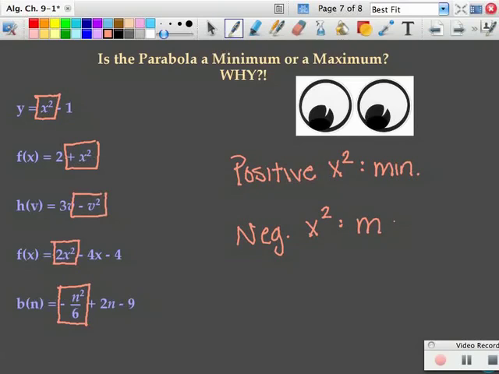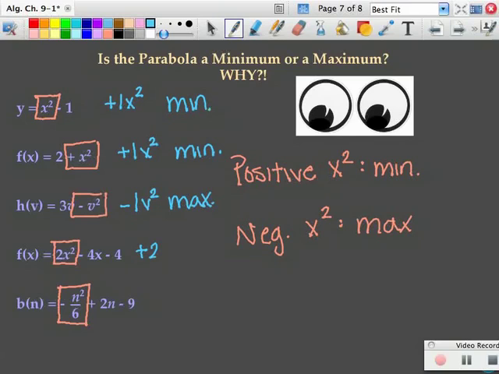So with this one, we have a positive 1x squared, so that would be what? A minimum, exactly. Same here, a positive 1x squared, minimum. Now here we have a negative 1v squared, which is a maximum. And then we have a positive 2x squared, which would be a minimum. And then we have a negative 1n squared over 6. Well, it's a negative, so it is a maximum. See, that's not so bad, right? You can identify those pretty easily, I think. And guess what? That's it.